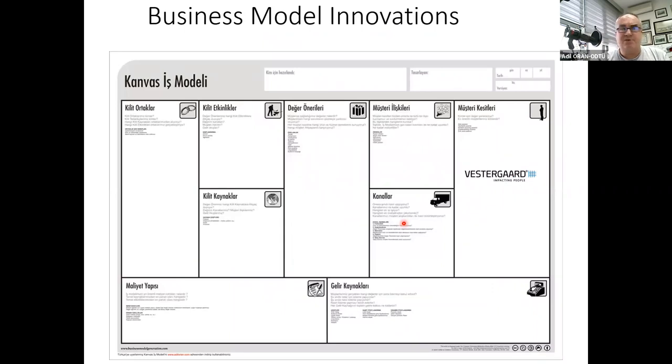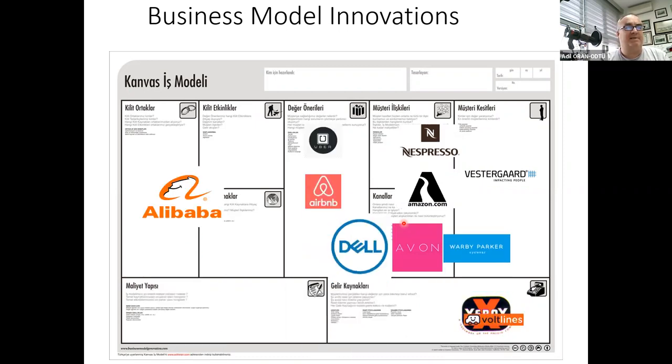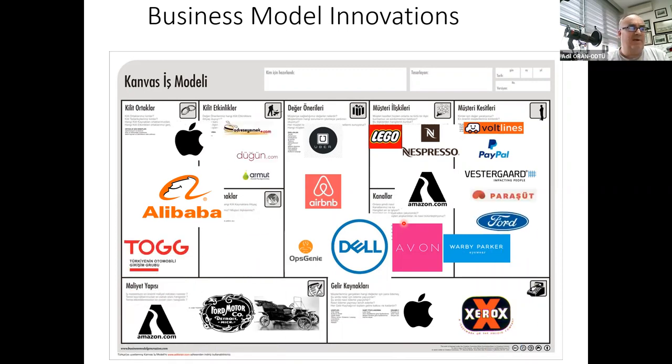So this is the Turkish version, which I have translated for the business model canvas. And you can find it at adloran.com. And here are some examples of innovations which different companies have made in their business models that brought them success. I'm not going to be talking about all of these, but in particular, I'll be focusing on some of the innovations that occurred in the customer segments part of the business model. And I'll be using their examples and continuing from there.